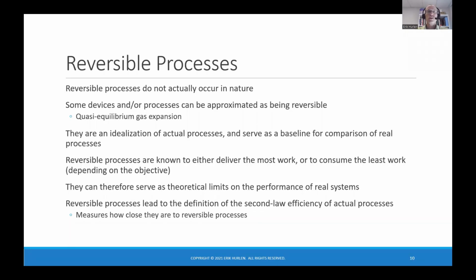Unfortunately, in real life, there is no such thing as a reversible process. There is always some sort of inherent inefficiency or energy-sucking process occurring. However, some processes are pretty close and can be approximated as reversible. Reversible processes must contain no inefficiencies and therefore can represent an ideal scenario to which all other processes can be compared. As such, reversible processes will always either deliver the most work or consume the least amount of energy.